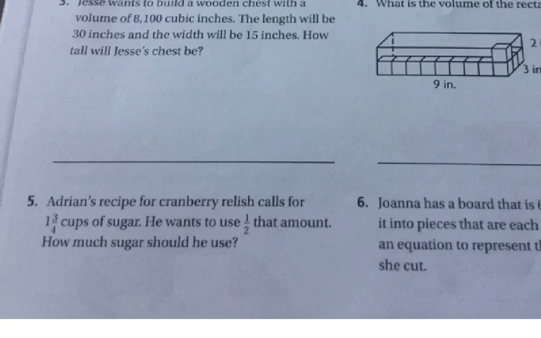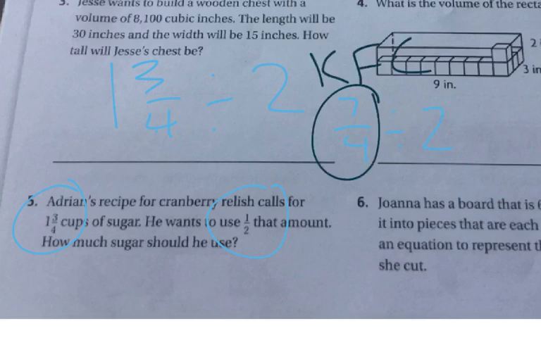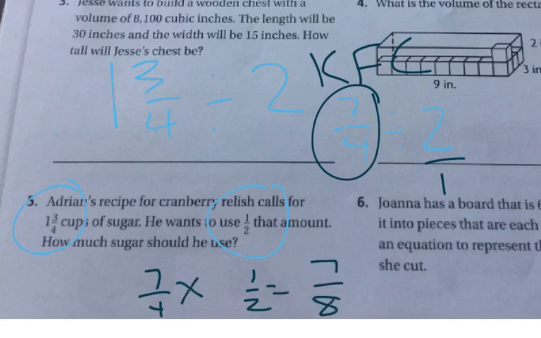Adrian's recipe for cranberry relish calls for 1 3/4 cups of sugar. He wants to use 1/2 of that. How much should he use? So you're dividing that in half. Or 4 times 1 is 4 plus 3 would be 7. So 7/4 divided by 2. Remember, you keep, you flip, you change. You keep the first fraction, you change this. So instead of 2/1, it's going to become 1/2. So 7/4, 1/2, and you change the division to multiplication. I go do that. And you're going to get 7/8.